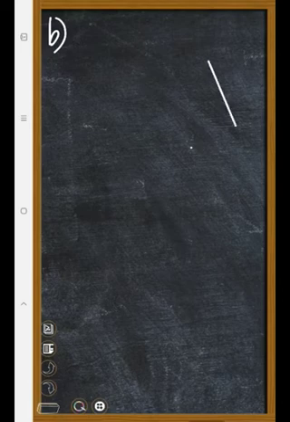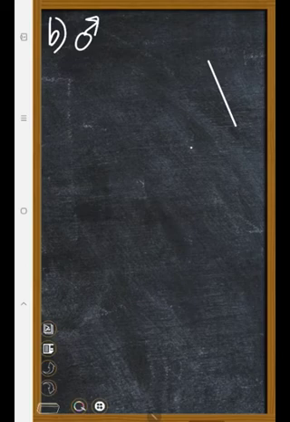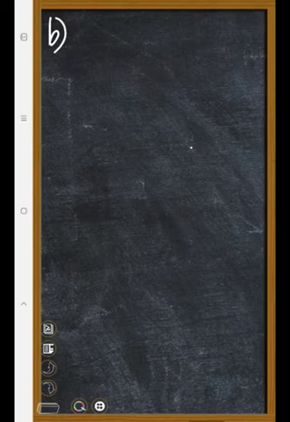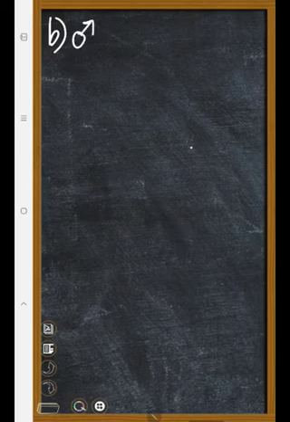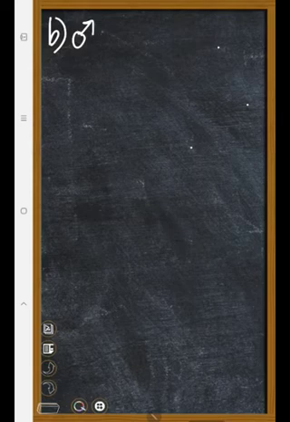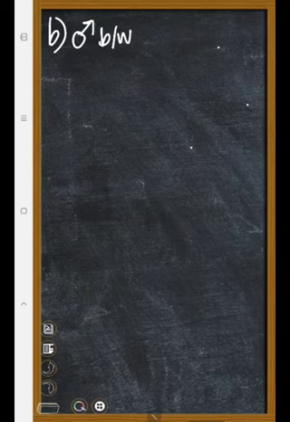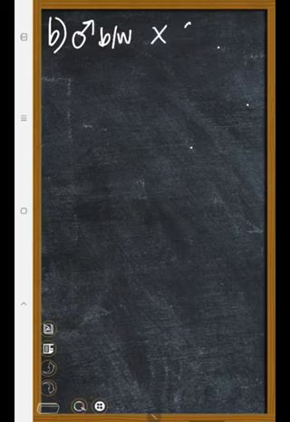It says, one of the males. So the male has black and white feathers. This is the shortcut for BW for some people. Anyway, black and white. And then we cross that with a female.